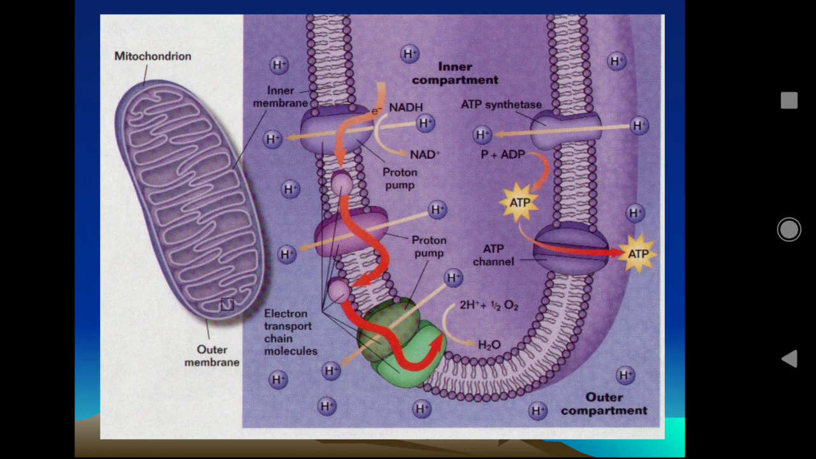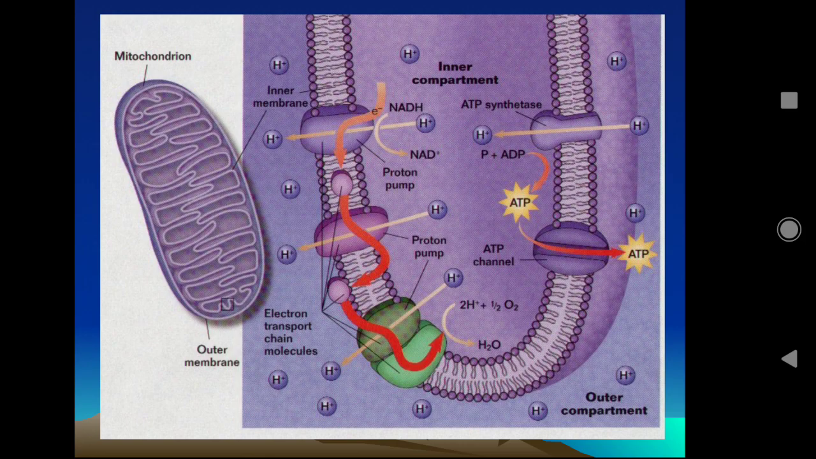Now the final electron acceptor in the electron transport chain is oxygen. Remember, oxygen was used in the Krebs cycle to help oxidize the 3-carbon pyruvates, and it created CO2. Oxygen is also used in the electron transport chain. It's the final electron acceptor. So what forms when you get oxygen and hydrogens? You get H2O. The final molecule that is formed in the electron transport chain in aerobic respiration is water.